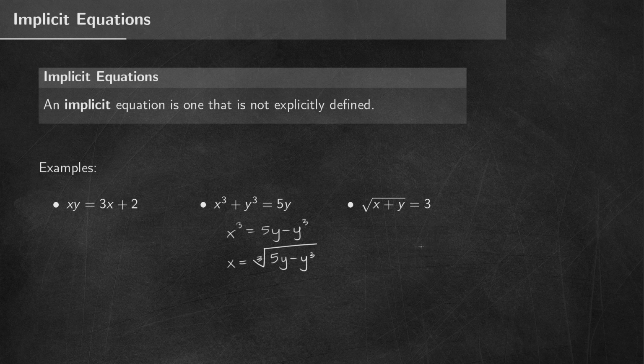In our third example, the square root of x plus y equals 3 is an implicit equation. X is not by itself on one side. Y is not by itself on one side. So this is an implicit equation. If I wanted to, I could convert this into an explicit equation.